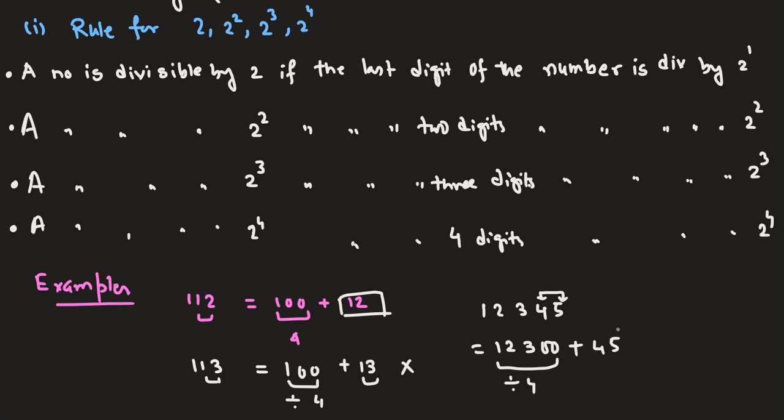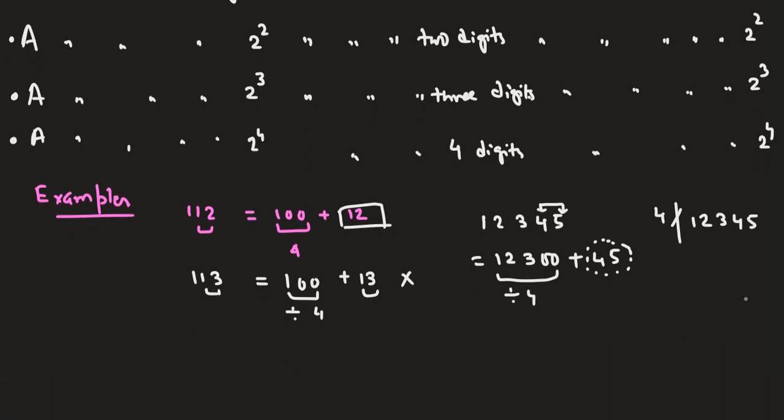So what will happen based on this? If the last part is not divisible by 4, then 4 does not divide this number. That is the reason it is working. If the last 2 digits are divisible by 4, then the whole number is divisible by 4. The same thing happens for 8 also.